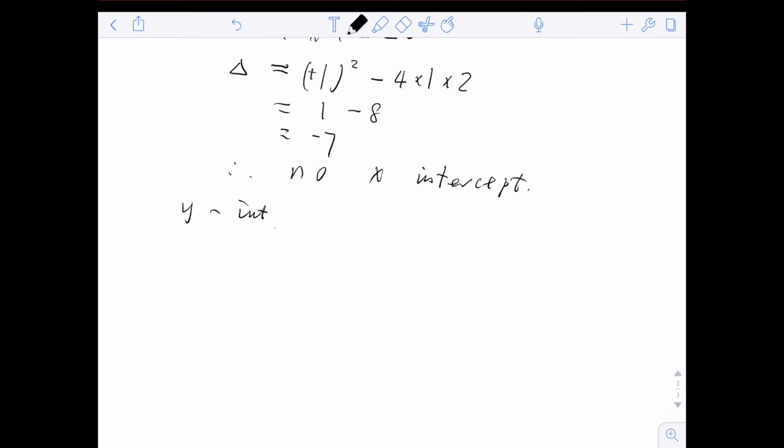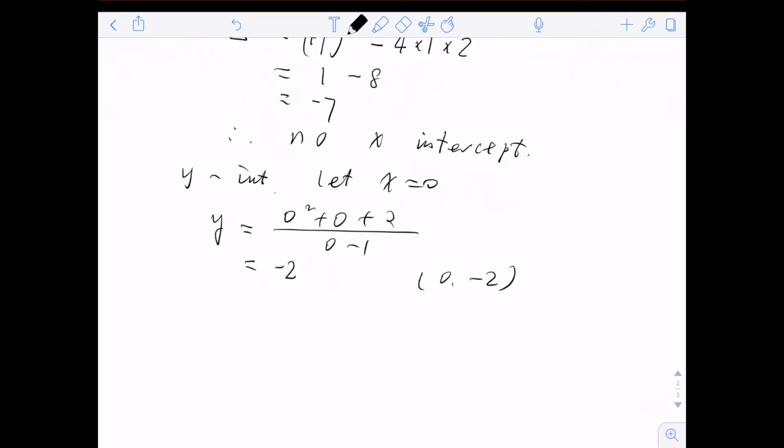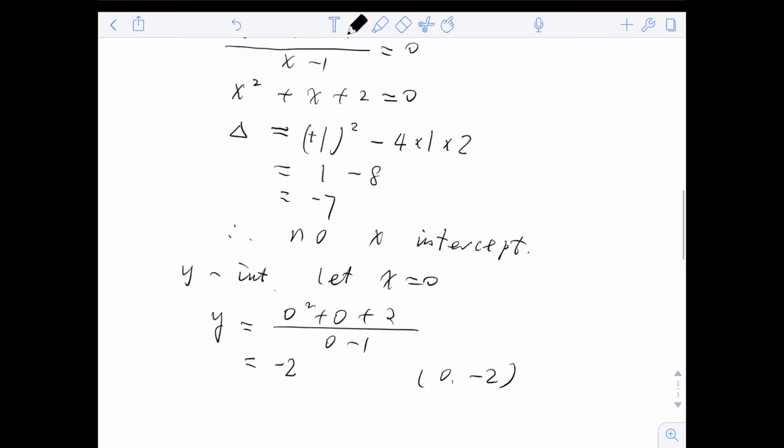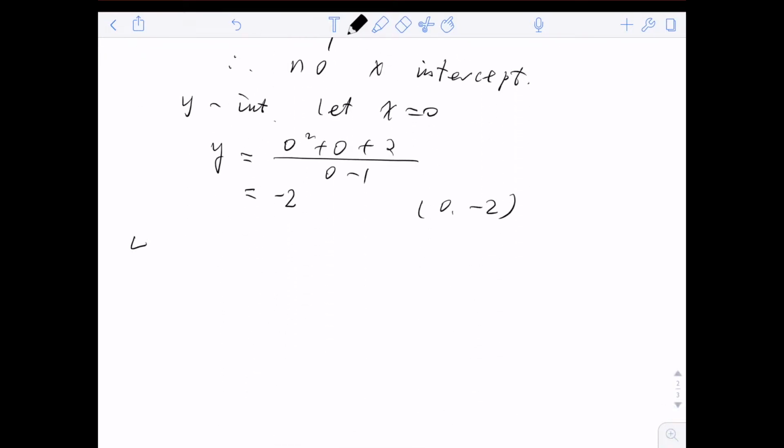Now the y-intercept. I'm going to let x equal to 0. So y would equal (0 squared plus 0 plus 2) over (0 minus 1), which equals negative 2. So this is my y-intercept, (0, negative 2). All right, the next step, I'm going to take the derivative for finding the stationary points. So I call this step 4.